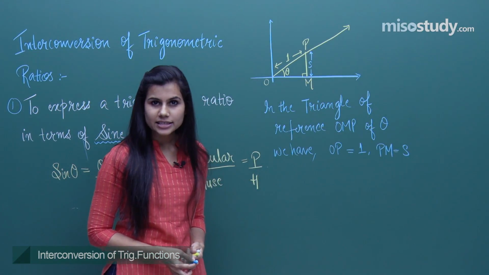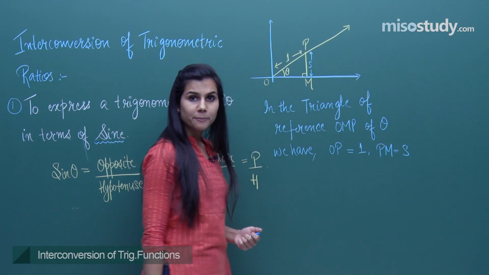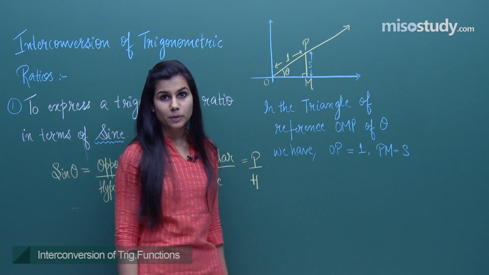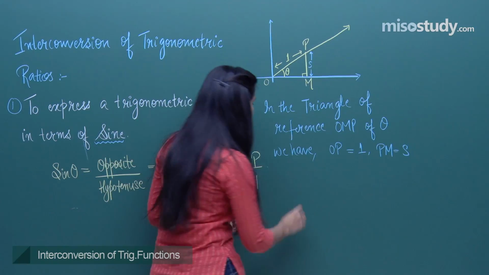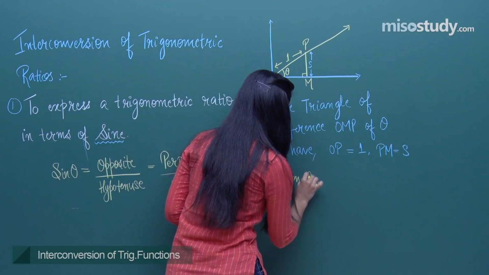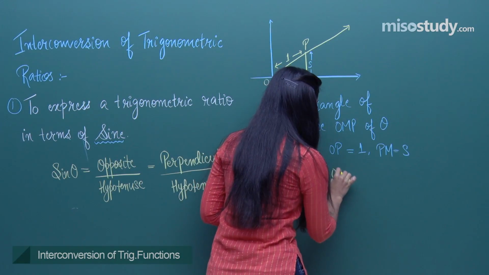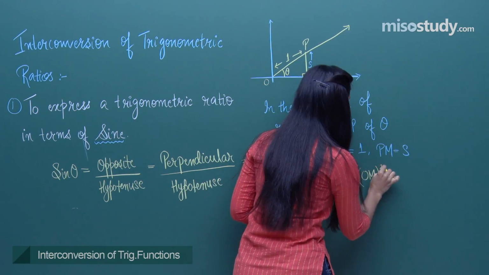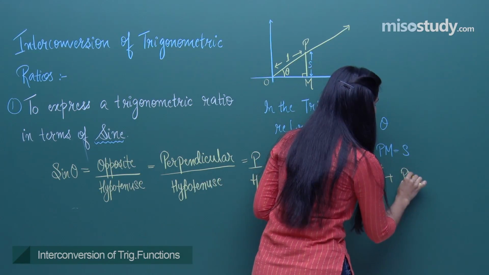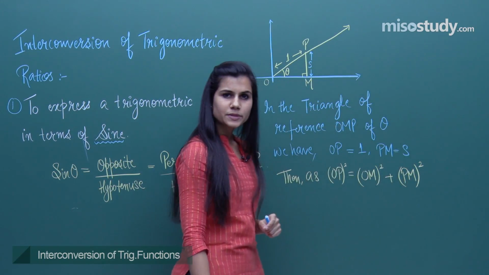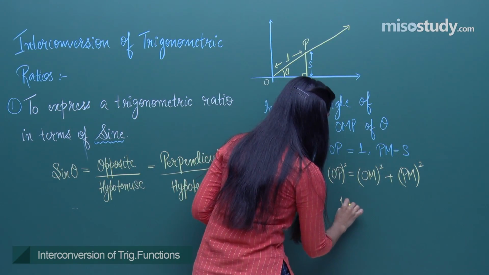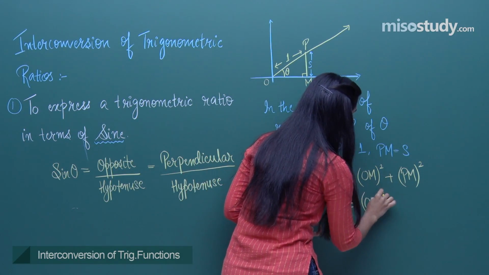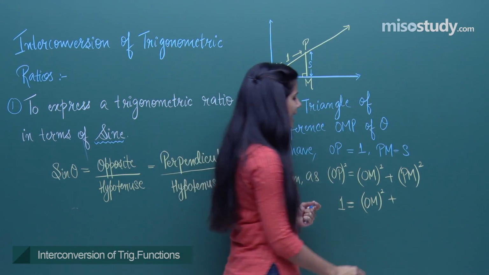Once I have taken this, what happens to my OM? Well, we all know that hypotenuse square is equal to base square plus perpendicular square, right? And therefore, I'm just going to write that as OP square is equal to OM square, the base square, plus PM square. Just substitute the values now. Your OP is 1. Your OM is equal to, we don't know. And your PM happens to stand as S.